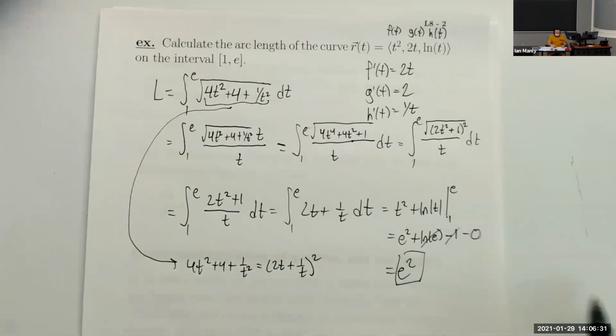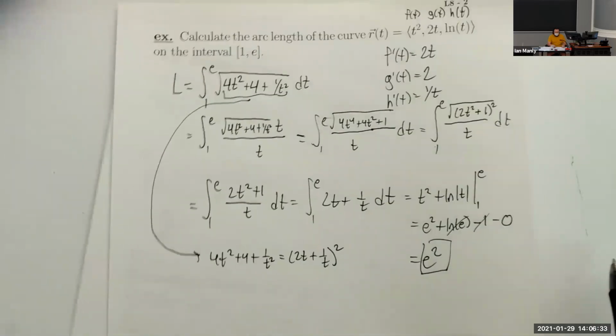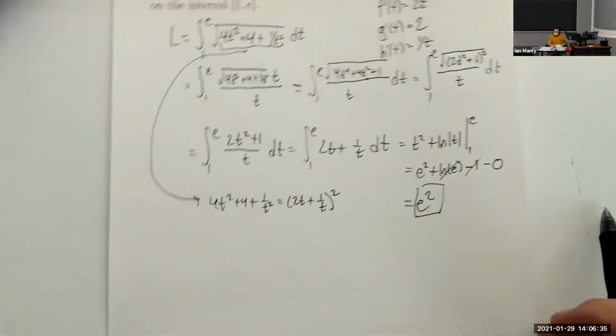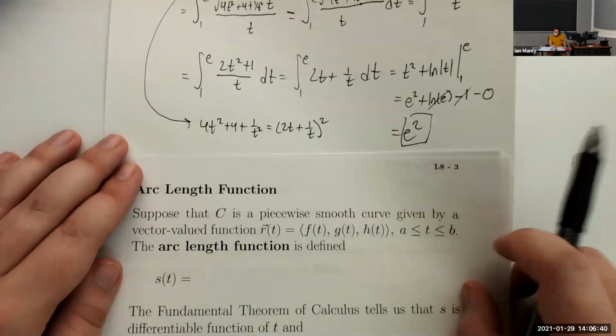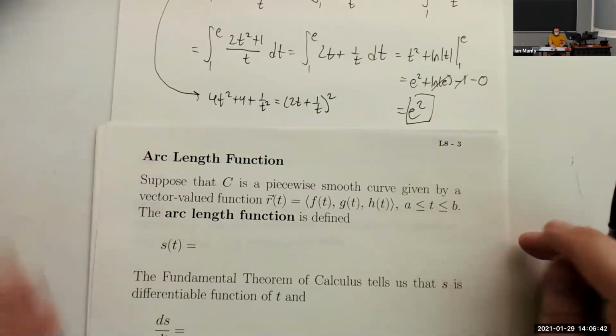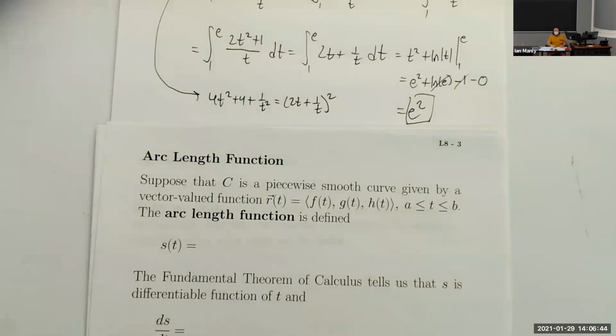All right, so there we go. We got e squared right here. All right. Let's see here. So now let's talk about something called the arc length function. The arc length function is very similar to the actual arc length. What it does is it tells you if your particle's moved a certain amount of time, how far has it gone? Or if you've moved a certain amount of t values along your curve, how far have you gone?